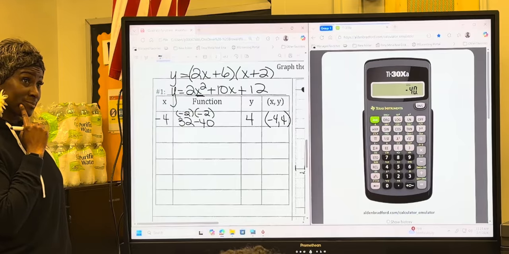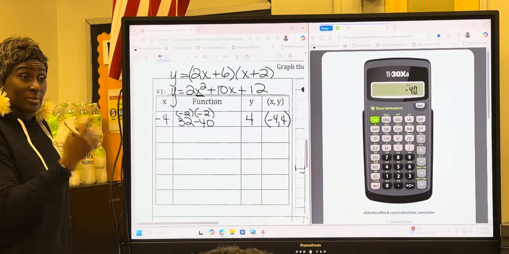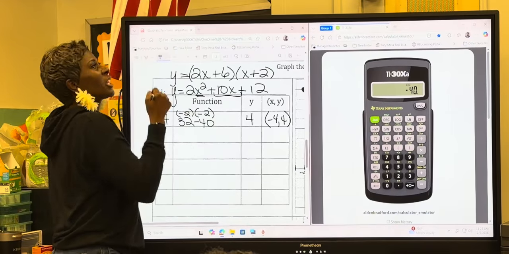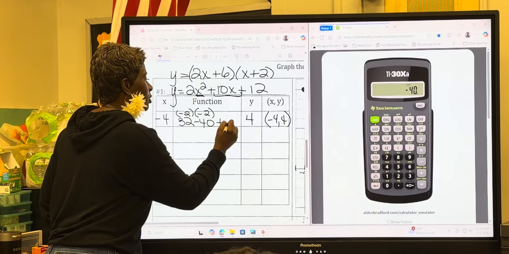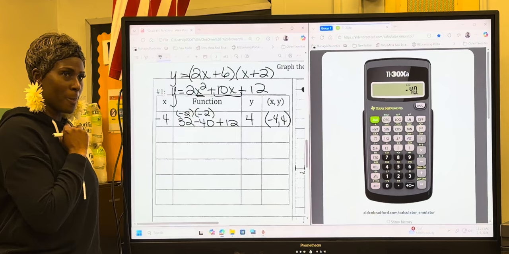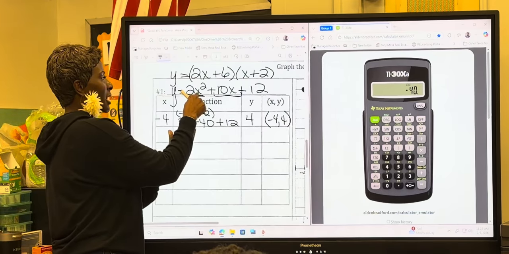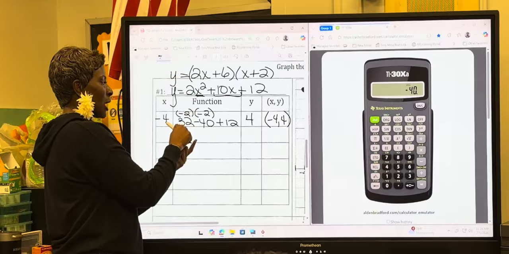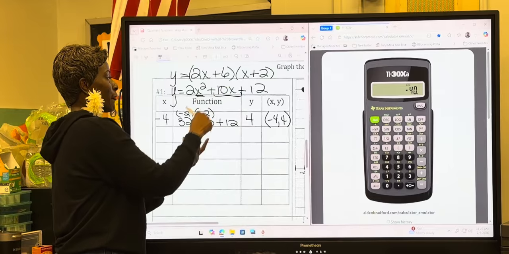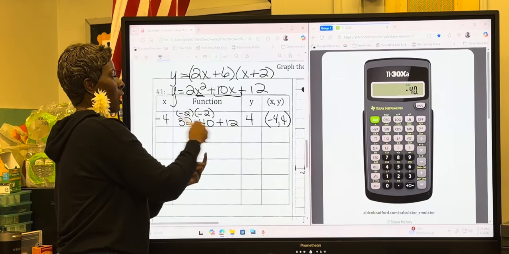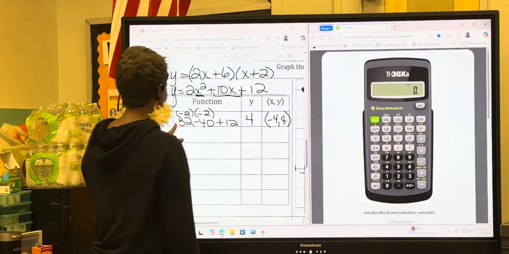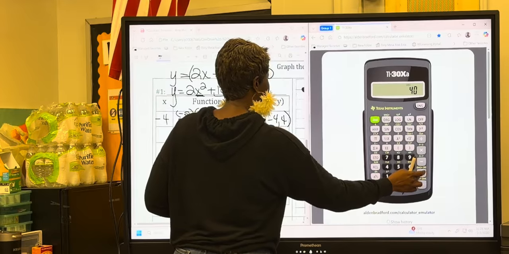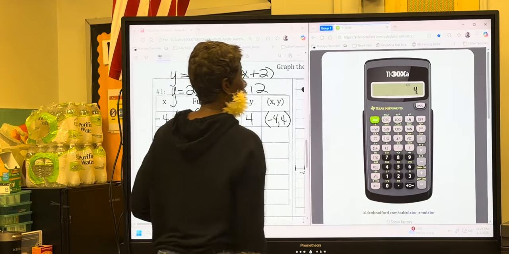Then what? We did this, we did this. What's next? Plus what with a 12? Plus 12. So I'm going to write that down. Right? This came from here. -4 squared. You got to do exponents before you do multiplication. Times 2 gave us 32. 10 times -4 gave us -40. 12, 12. Now I'm putting everything in my calculator. What am I putting in? 32 minus 40 plus 12 equals, what do we get?